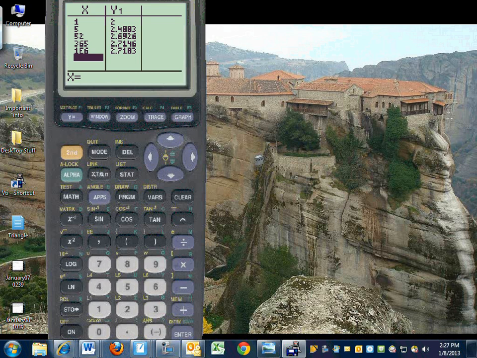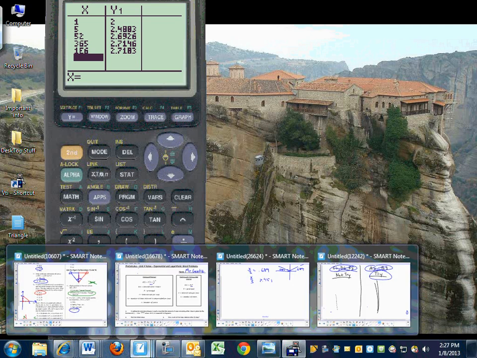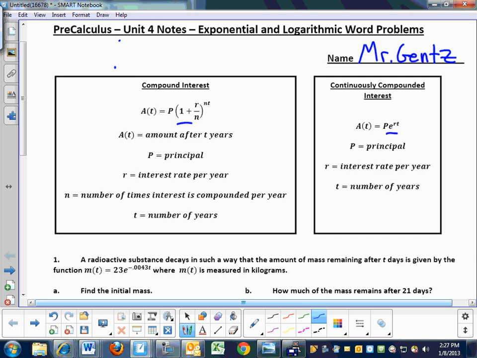Look at the number you get. If you were to compound it an infinite number of times during the year, compound it continuously, you get the number 2.718, which is exactly the value of e. So, as we show you this right here, where do we come up with the value of e? That is what happens when we compound something continuously.